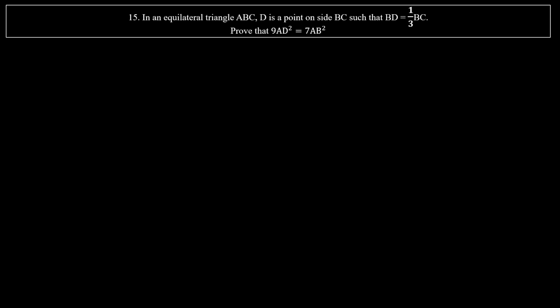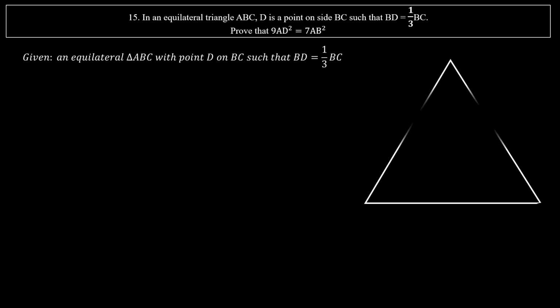We are given an equilateral triangle ABC. D is a point on side BC such that BD is equal to 1/3 of BC. Similar question to the previous one, but somewhat different. Let's see how it is done. First of all, diagram. So let an equilateral triangle ABC with point D on BC such that BD is equal to 1/3 of whole BC, right? We need to prove that 9AD square is equal to 7AB square.